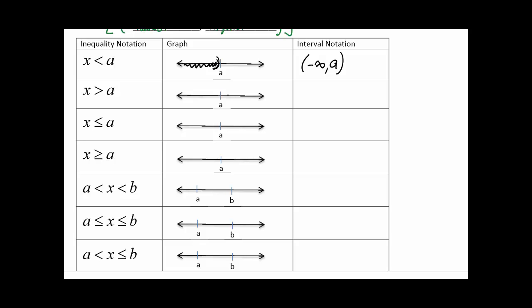X is greater than a, so that's a parentheses shaded above. So here I would start at a and go all the way out to positive infinity. If I include less than or equal to, that's going to change my symbol to a bracket. If I go greater than or equal to, that'll be a bracket. Probably should be clear that we're dealing with brackets here.